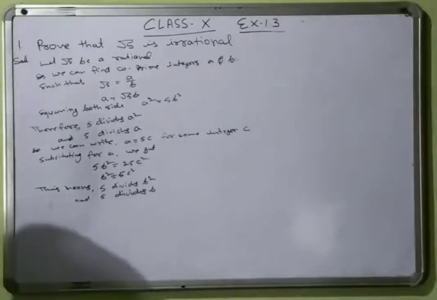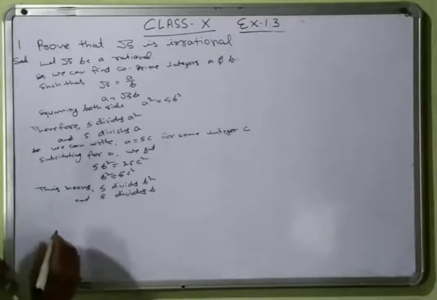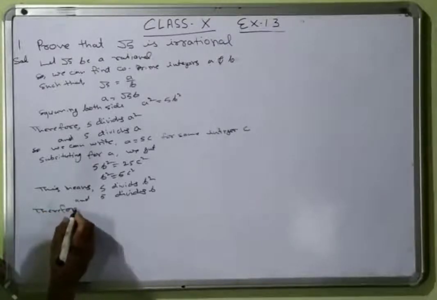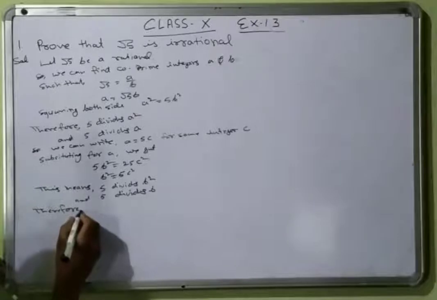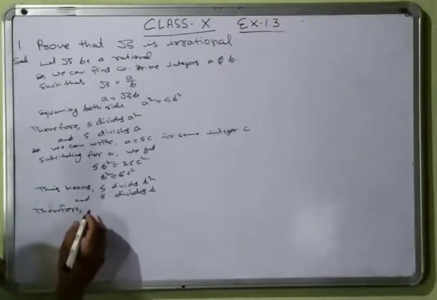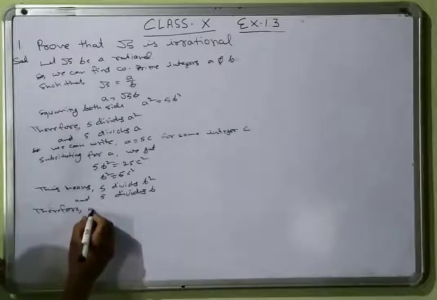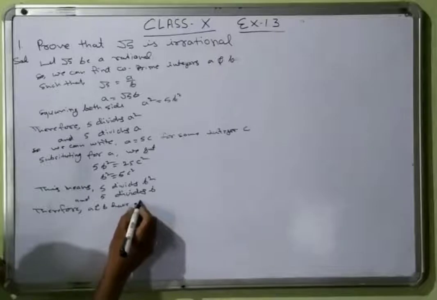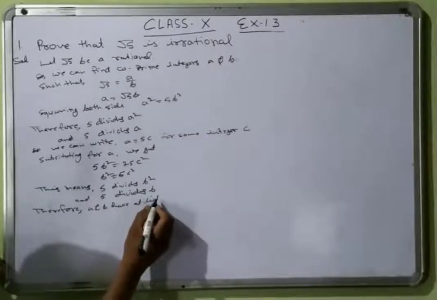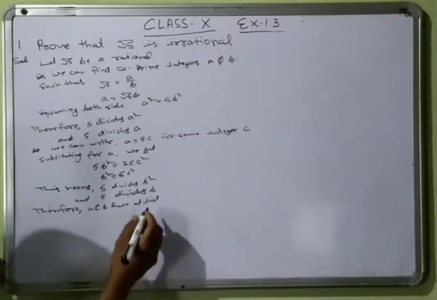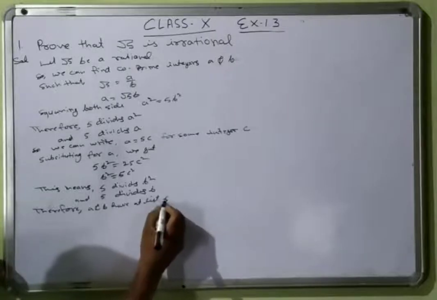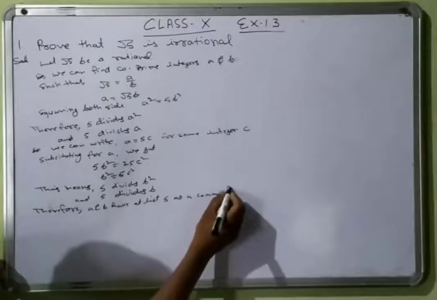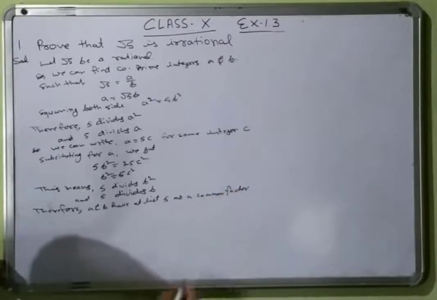And then after we will see, therefore a and b have at least 5 as a common factor. Write it.